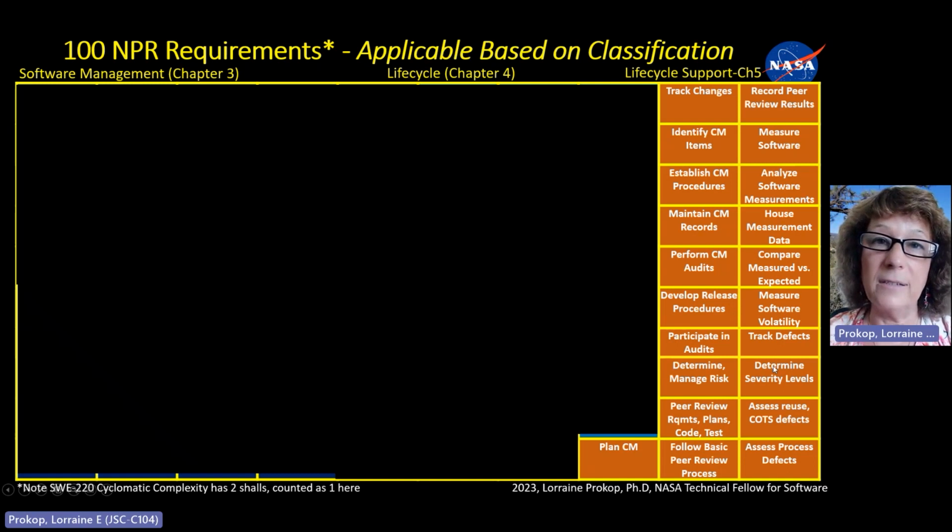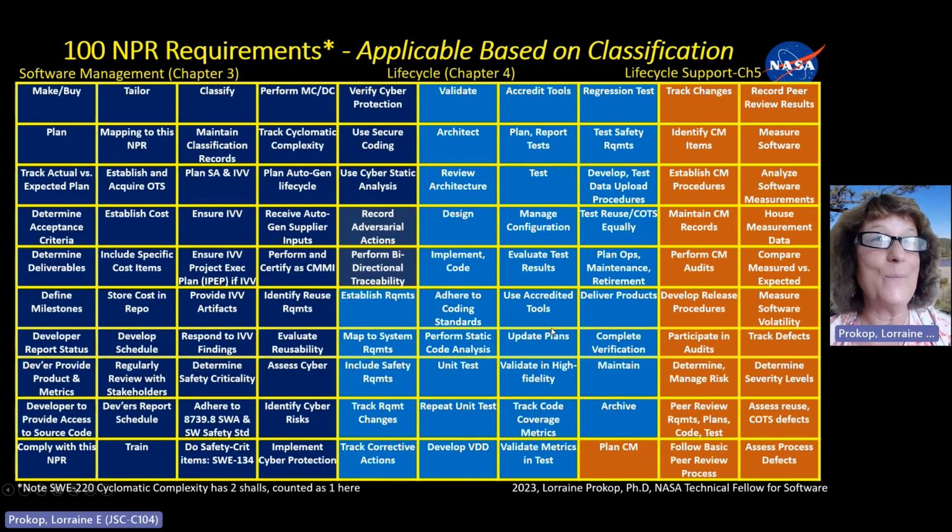And in tracking defects, determine the severity levels: high, medium, low. We have some guidelines on that. Assess the defects in reuse and assess any defects in process. So that's sort of the process of continual improvement. So there we have it.